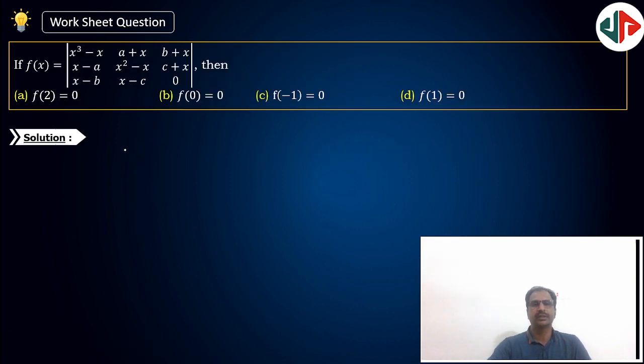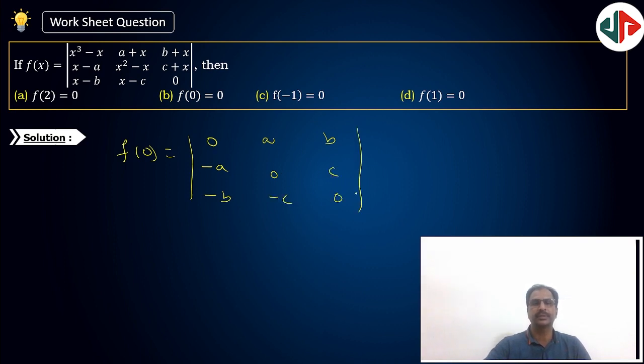Next, f of x is given. You have to find which of the given options is correct. I am finding f of 0. What is f of 0? 0, a, b, minus a, minus b, 0, c.